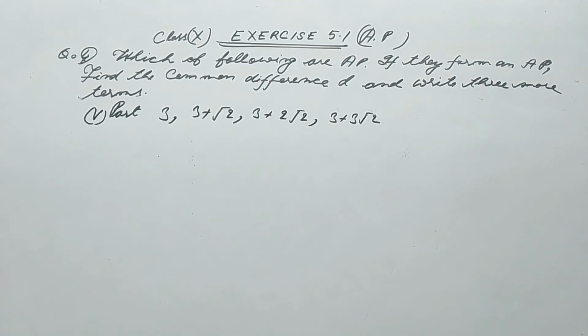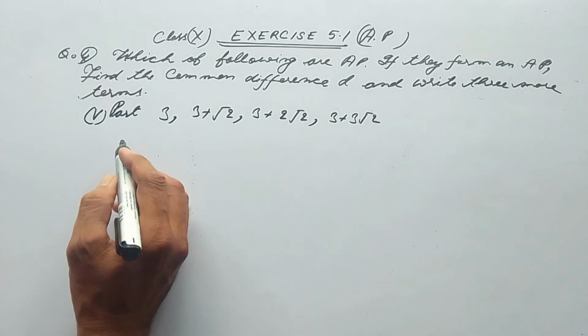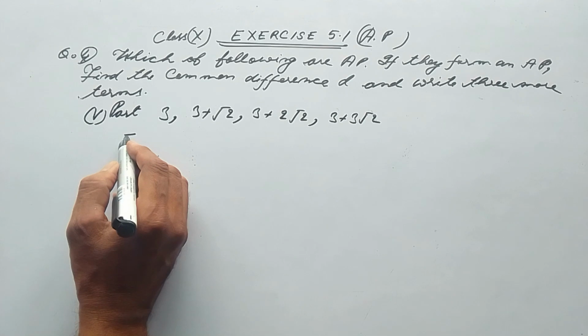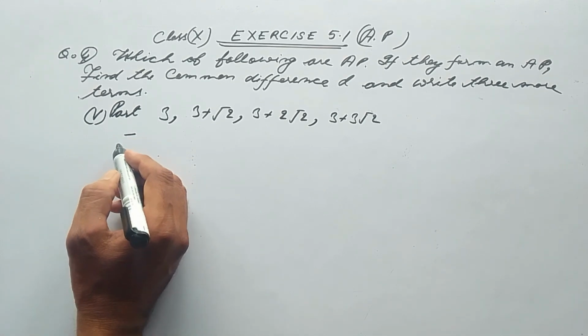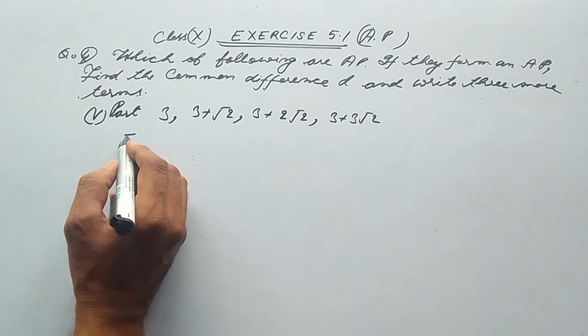Exercise 5.1, question number 4, fifth part. Is the following in AP? Then find the common difference D and write the three more terms. Fifth part, that is 3, 3 plus square root of 2, 3 plus 2 square root of 2, 3 plus 3 square root of 2.